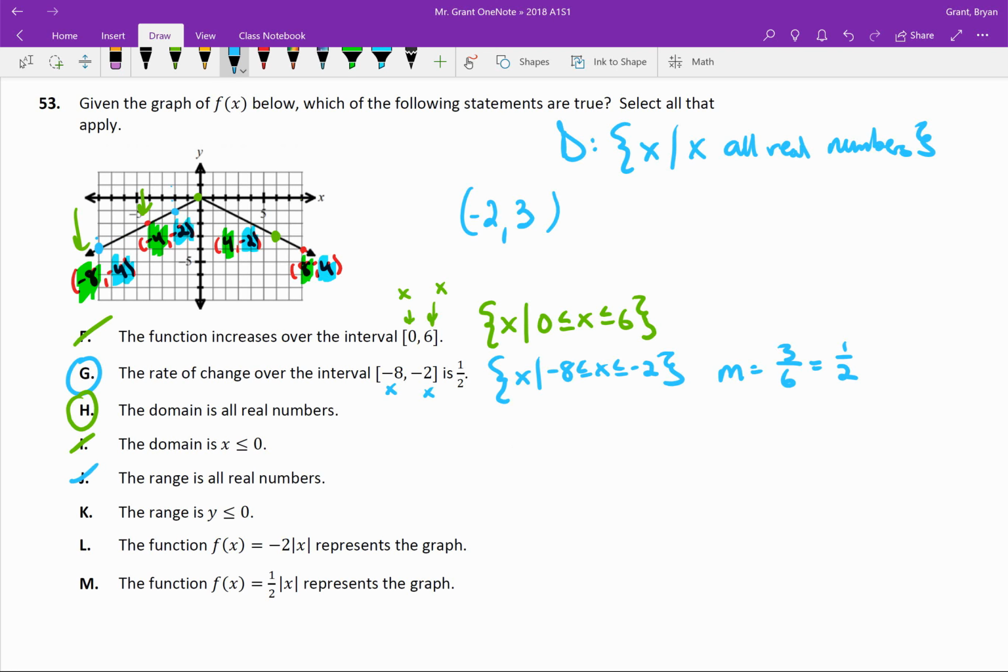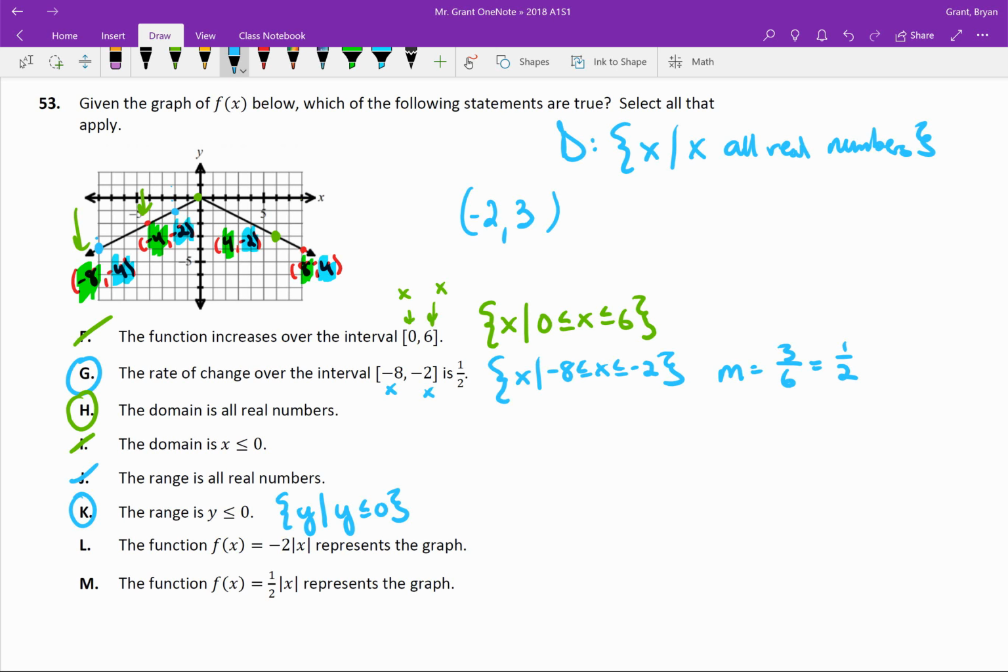J is out, and then we're on to K. K says the range is y is less than or equal to 0. And again, on your test, you'll see it written like this. Y such that y is less than or equal to 0. And is that true? Well, on here, our y's are only below the x-axis. It's only the negative part of the y. So yeah, that is true. Our range is y's are only numbers smaller than 0 or equal to.